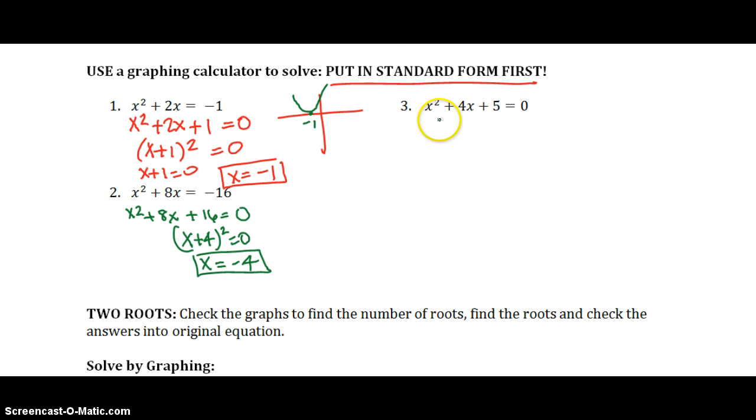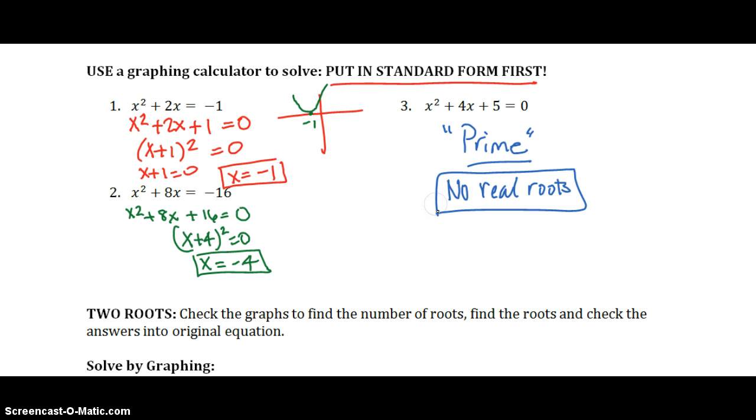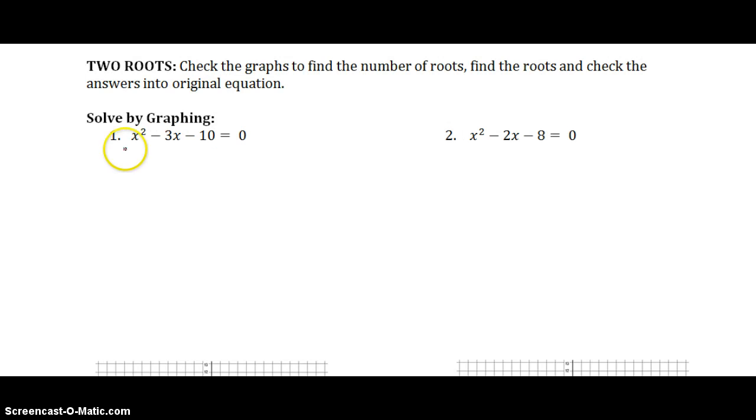And when I come to number 3 and I try to factor multiples of 5 that'll add to give me 4, same sign, both positive, there's only 5 and 1, and it's not factorable, so it's prime. So since I can't factor it, what are its roots? There are no real roots. So when you run across a prime problem, when I ask you about the roots, you have to tell me there are no roots. Now for these next example problems, there should be 2 roots.